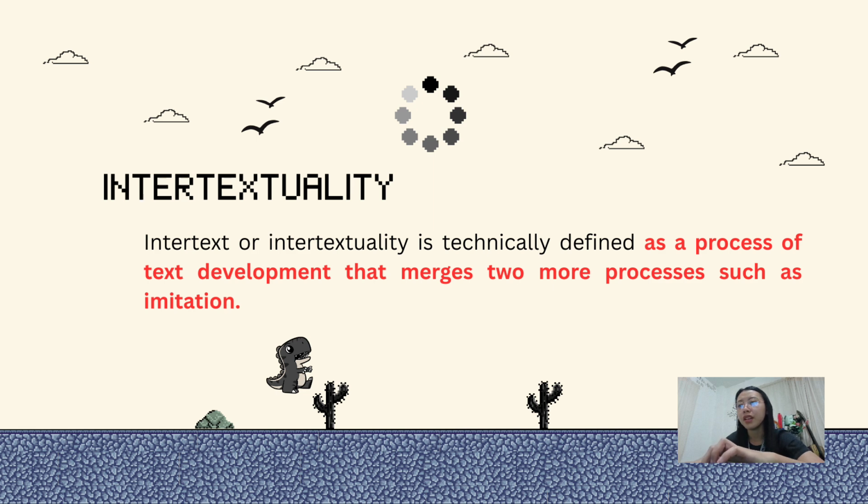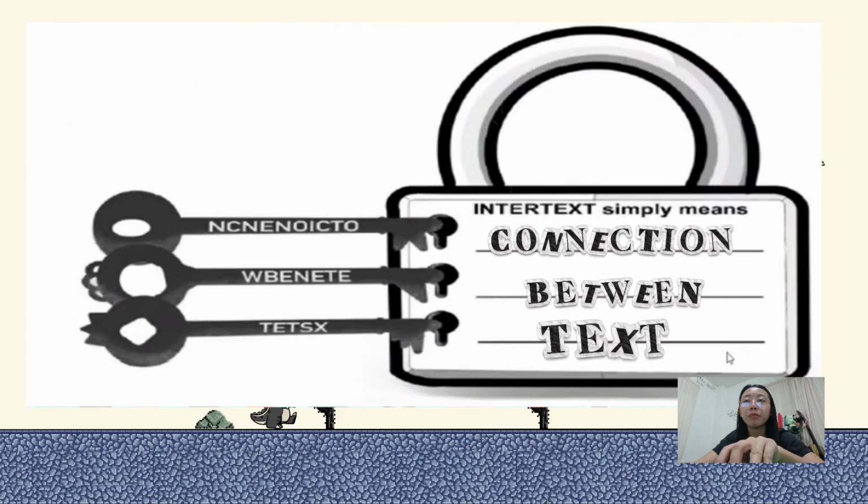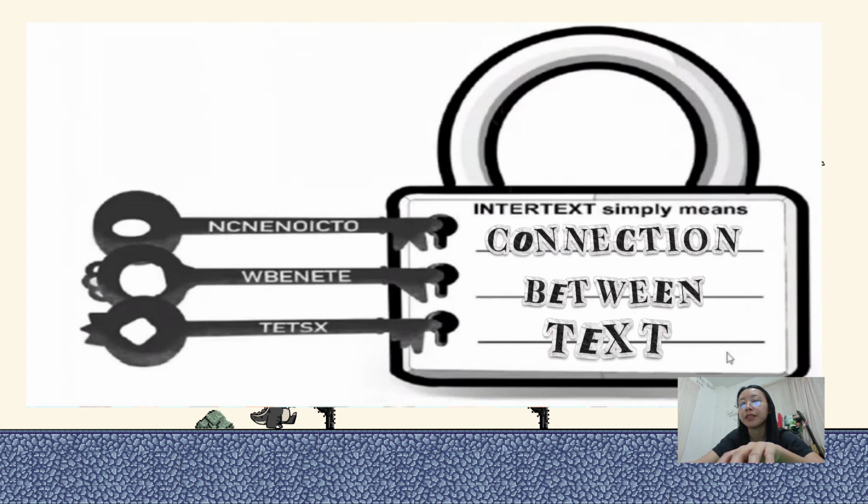So, if nakinakit ang movie nga nagbase sa usa ka famous nga book, that is intertextuality. So when a story reminds you of another story you've read before, that is intertextuality at work. So, intertextuality has rooted from the work of the Swiss linguist Ferdinand de Saussure, 1857-1913. So in simple terms, intertextuality or intertext simply means connection between texts.